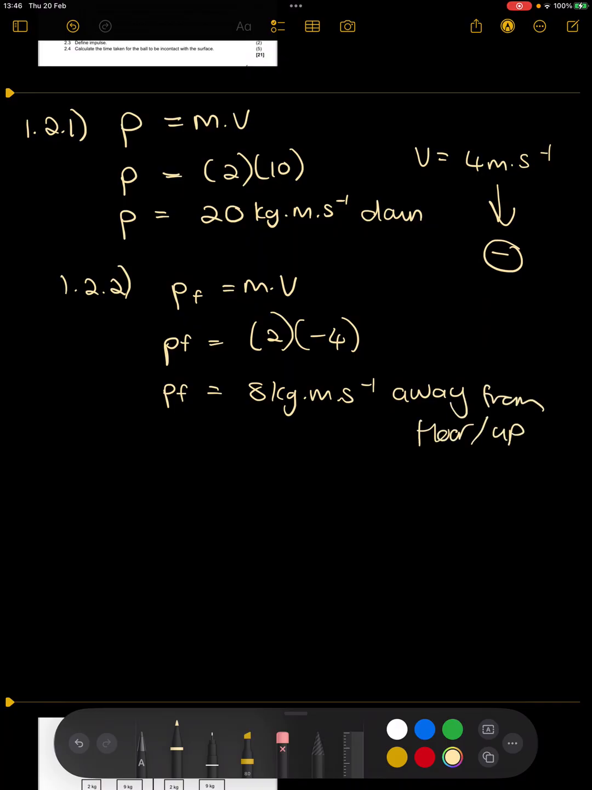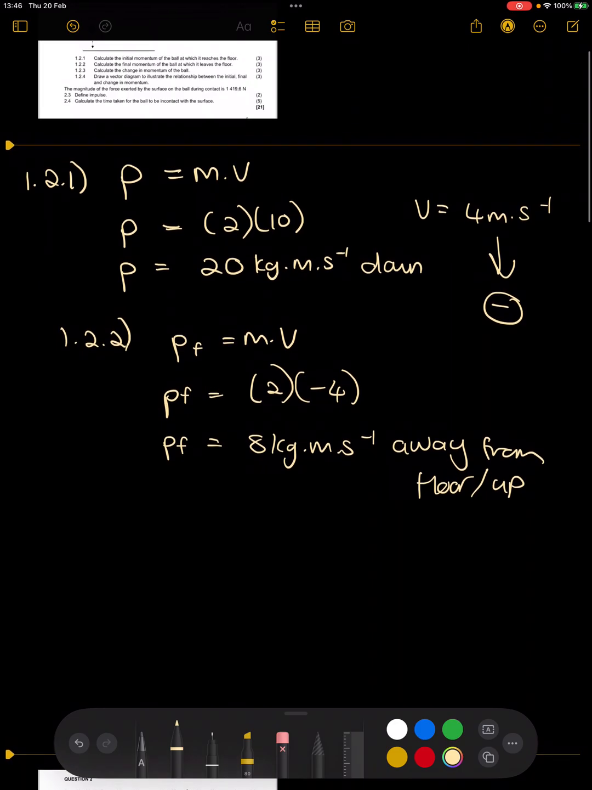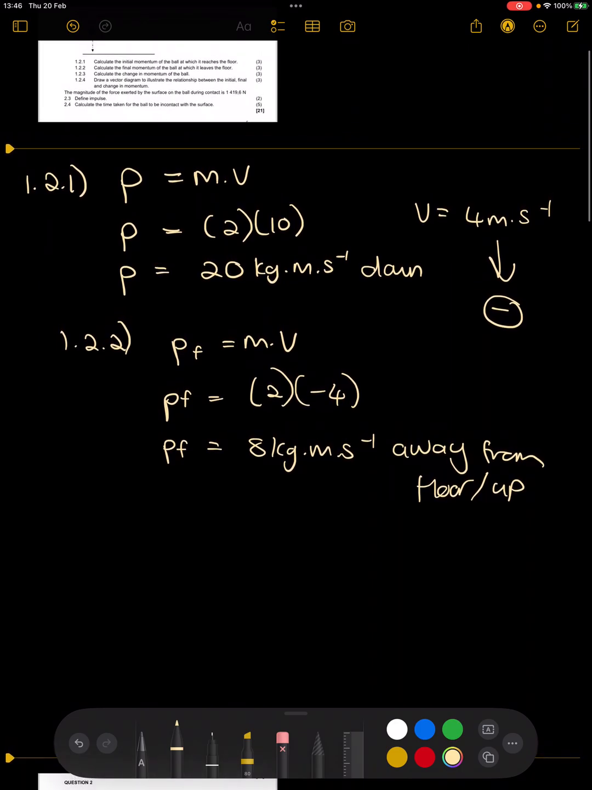or upwards. Remember, if we get a negative answer with these, it just means that my sign has to change. Right. Then the next question says the magnitude of the force exerted by the surface on the ball during contact is 1419.6 newtons. We have to define impulse. So impulse is the product of the resultant force acting on an object and the time the net force acts on the object.